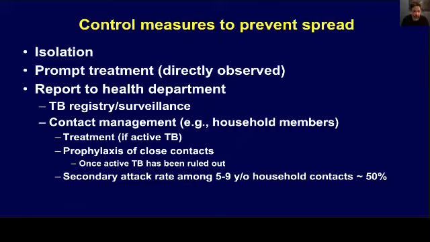And it's important that active TB has to be ruled out. TB disease has to be ruled out before that happens, because prophylaxis alone in someone with active TB could result in the development of drug resistance. And the secondary attack rate among young people in households has been shown to be quite high. So household contacts of active TB patients are important to reach out to and do TB prophylaxis.